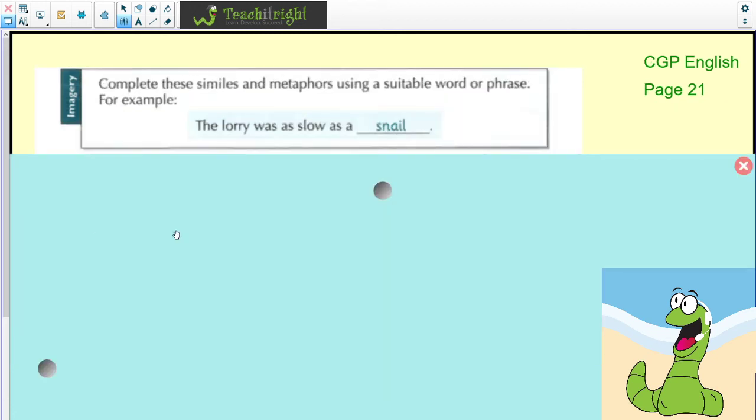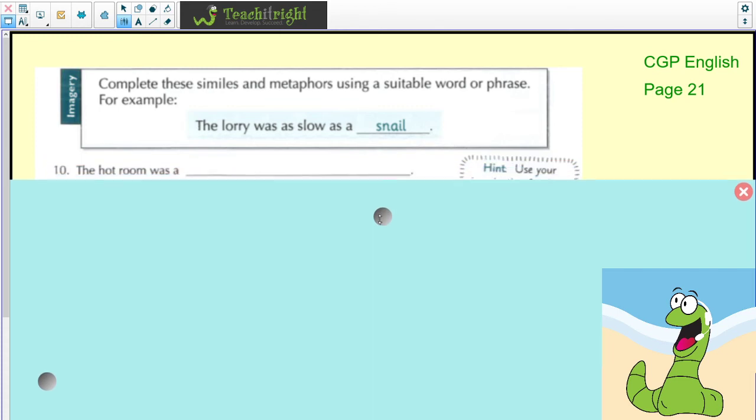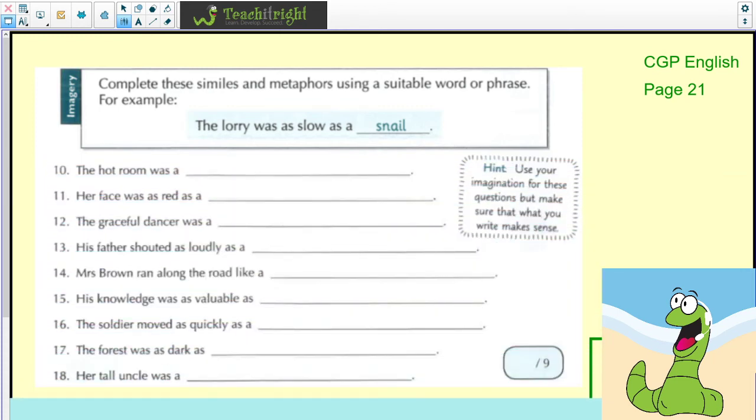We're going to move on now to the next part. Now, this is actually where you need to get really creative because you need to complete these similes and metaphors using a suitable word or phrase. And obviously there's lots of examples. So this one, as a simile, the lorry was as slow as a snail. So use your imagination for these as it suggests in the hint, and you can have a go at filling those in. Do maybe take a picture of it, put it in our Facebook group. We would love to see what you have come up with for your own similes and metaphors.